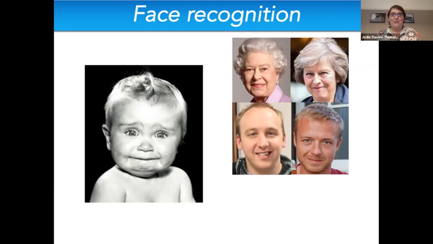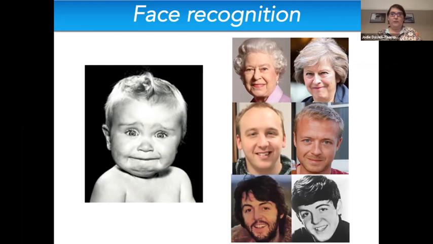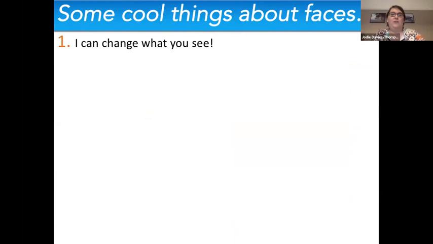You're also able to tell that two pictures of the same person, taken over a long period of time, are actually the same person, right? This is Paul McCartney in both pictures down the bottom here. Faces change over time, and you still have to be able to recognize them. So this seems to be a somewhat automated process that pretty much everybody can do with ease. Okay, so I'm going to go through some cool things to do with faces.